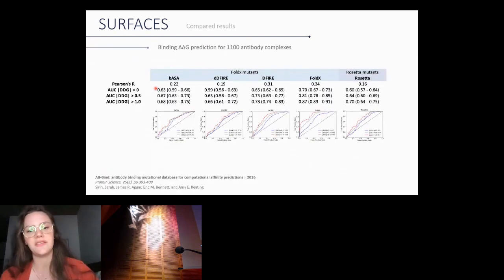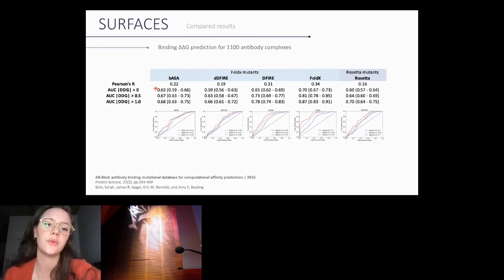Once we developed the method, the initial step was to compare our results to other methods. For that, we used the AB-Bind data set of 1,100 antibody complexes. Here you can find the reference. In this original paper, the Amy Keating group tested this particular data set and the performance of different methods to predict the effect of mutations on the binding of those antibodies and proteins. They modeled the mutants using different methods and then tested different methods for those modeled mutants.